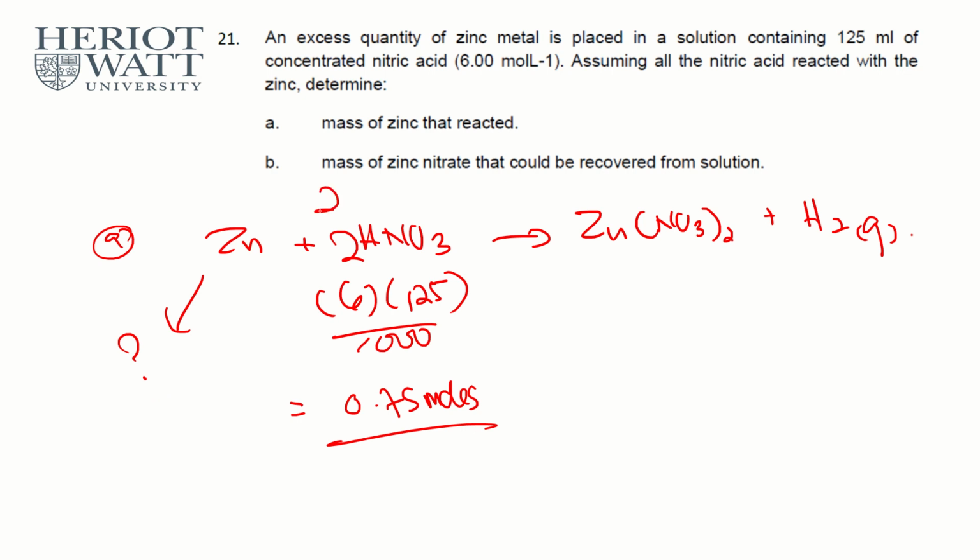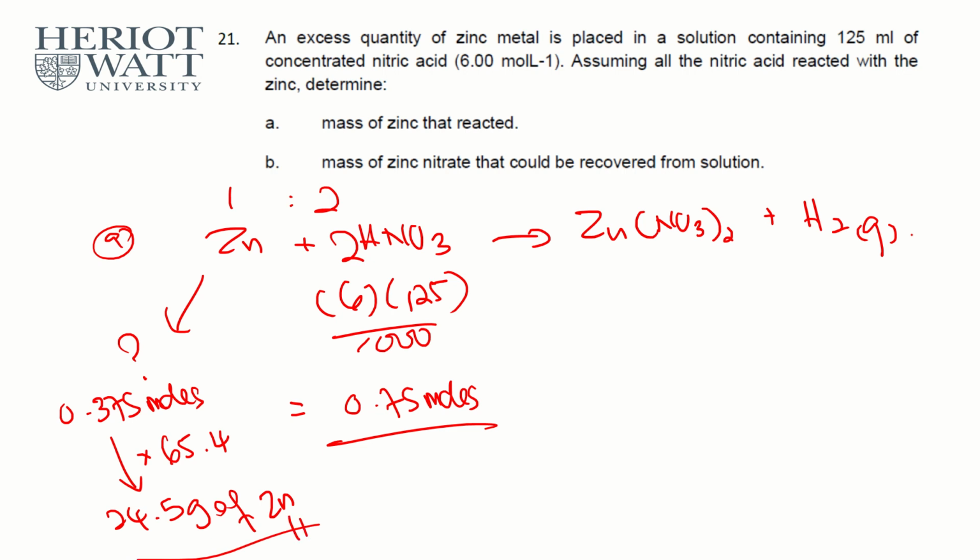So the ratio is 2 to 1. All right, so divide by 2. So 0.75 divided by 2, you get 0.375 moles. So this is the mole of zinc needed, and you multiply with the molar mass of zinc, which is 65.4. You will get the mass, which is 24.5 grams of zinc needed.